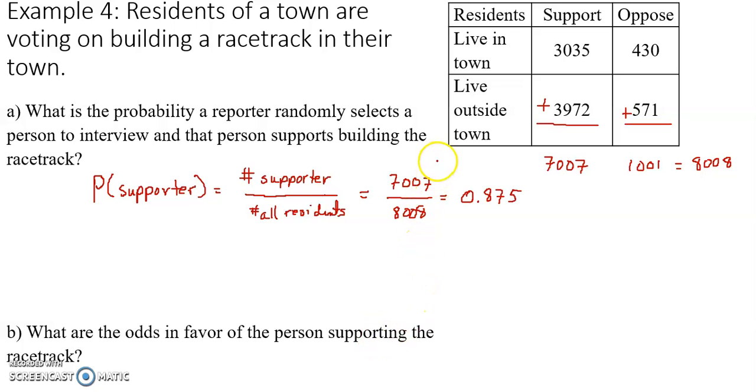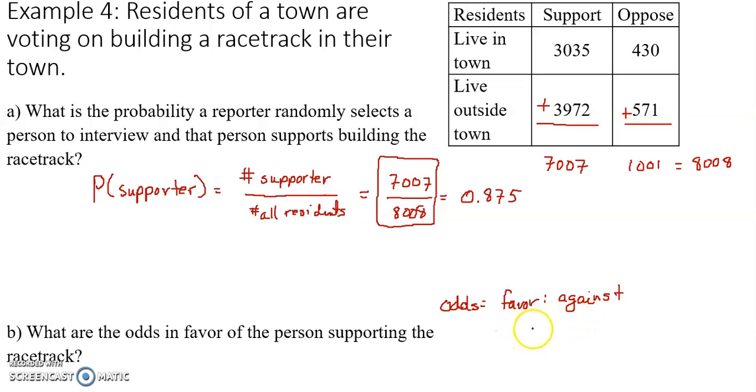Well, this fraction right here represents the probability that we choose a random person and that person is a supporter. Odds are different because odds are the ratio between those that are in favor compared to those that are against. So if it's a horse race, it's how many possibilities to win against how many possibilities to lose.